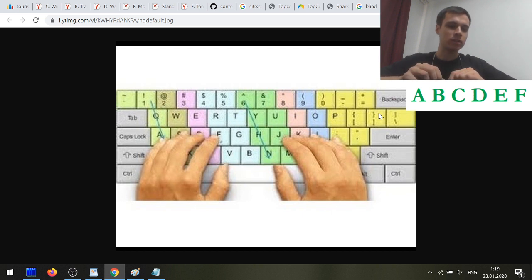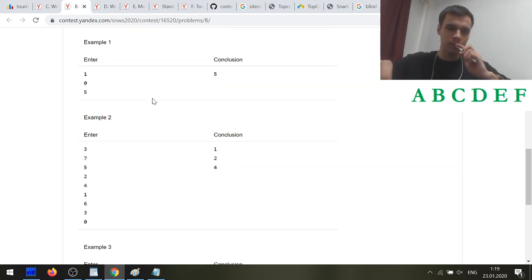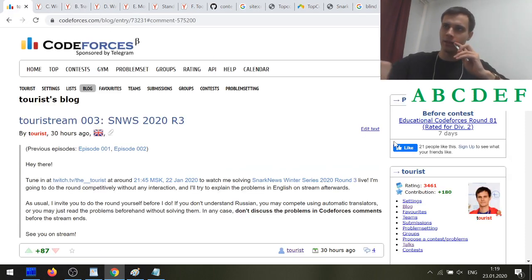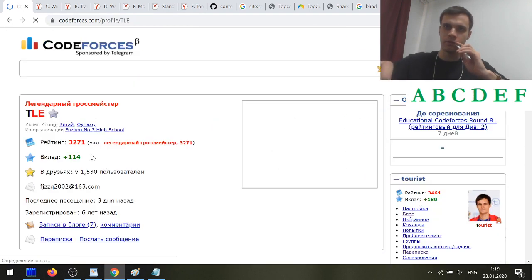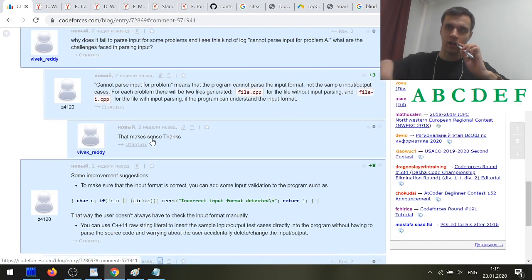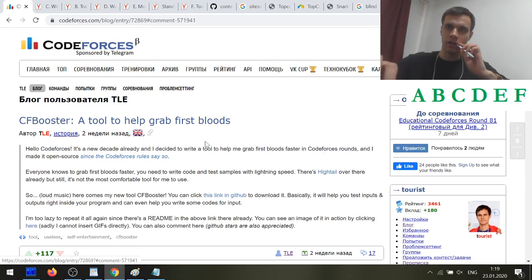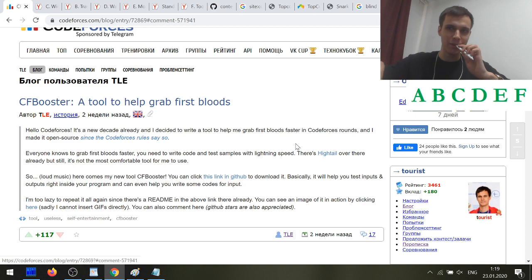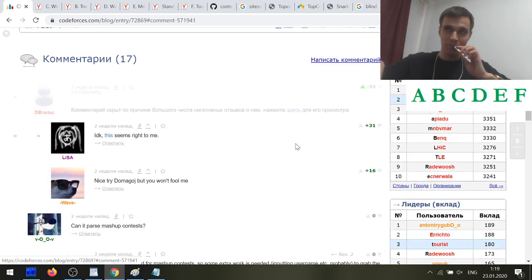But maybe I should use some plugin, right? Because I know that, have you seen lately, I think there was some kind of block. Yeah, like this one. CF Booster. Maybe we can actually. I don't know. Maybe if I use this, it will be even faster, right? I still spent some time copying.